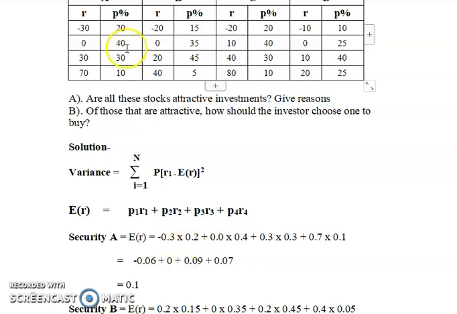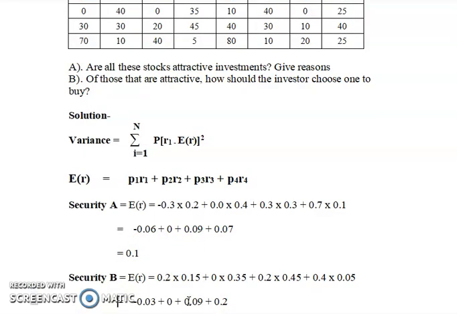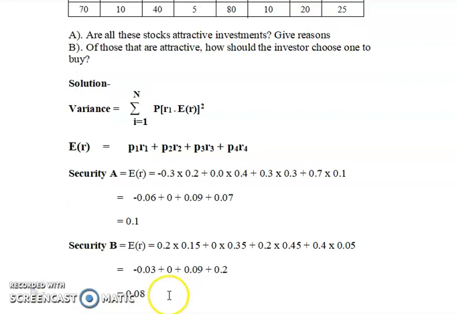There is a 20% probability that your return would be negative 30, a 40% probability that your return would be 0, and a 30% probability that your return would be 30. So you are multiplying the probability and the return. For security A, the expected return would be 0.1. Similarly, you do the same for security B, where the expected return comes to 0.08.